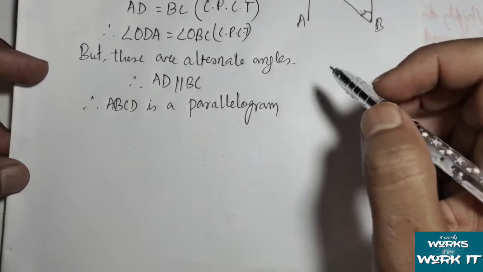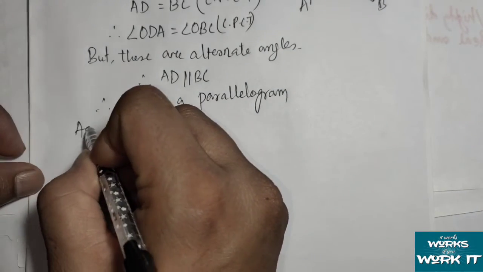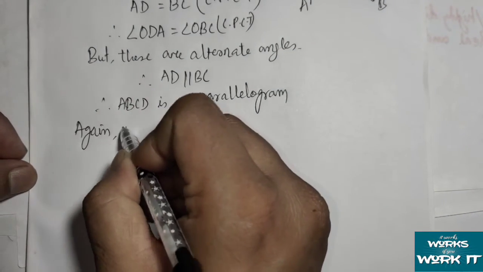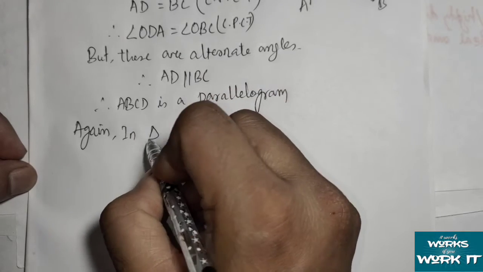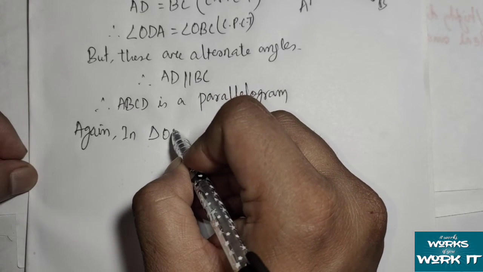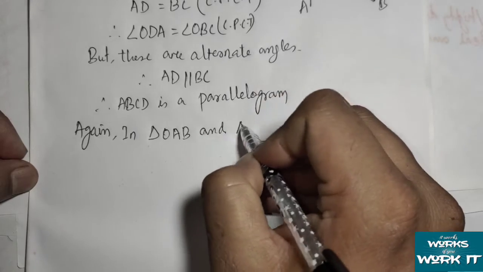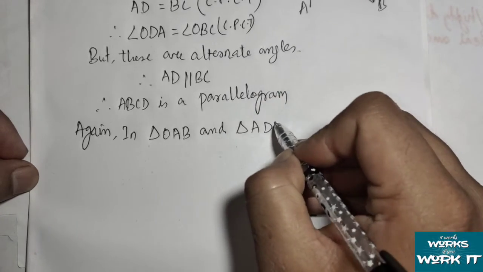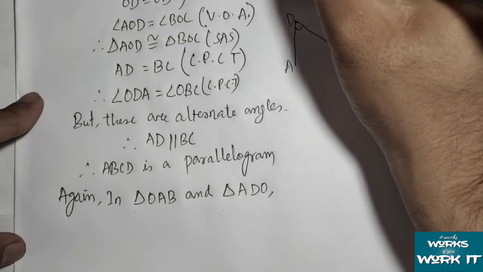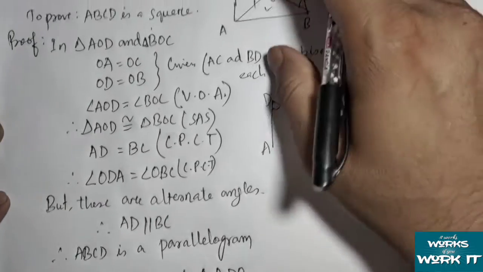Okay, so now again, what I will take is triangle OAB and triangle ADO. Okay, I am taking these two triangles.